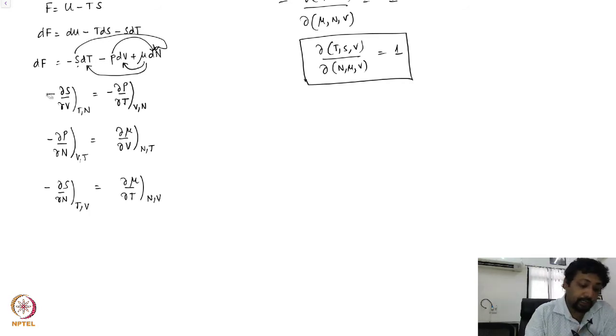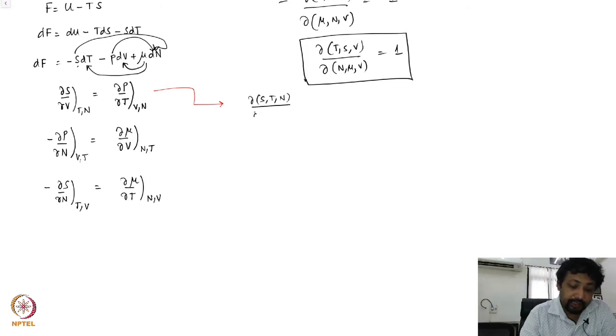So clearly now I can simplify my life a little bit. I remove the minus sign from the first. So if I now look at the first equation, what is the corresponding way of writing it down in terms of the Jacobian? Let's see. So this gives me del S,T,N, and I have del V,T,N is equal to del P,V,N, del T,V,N.